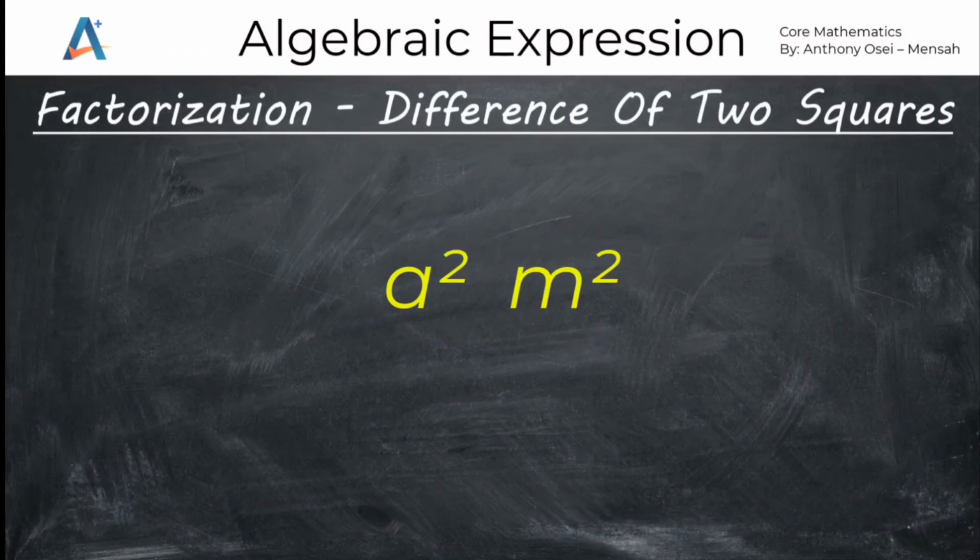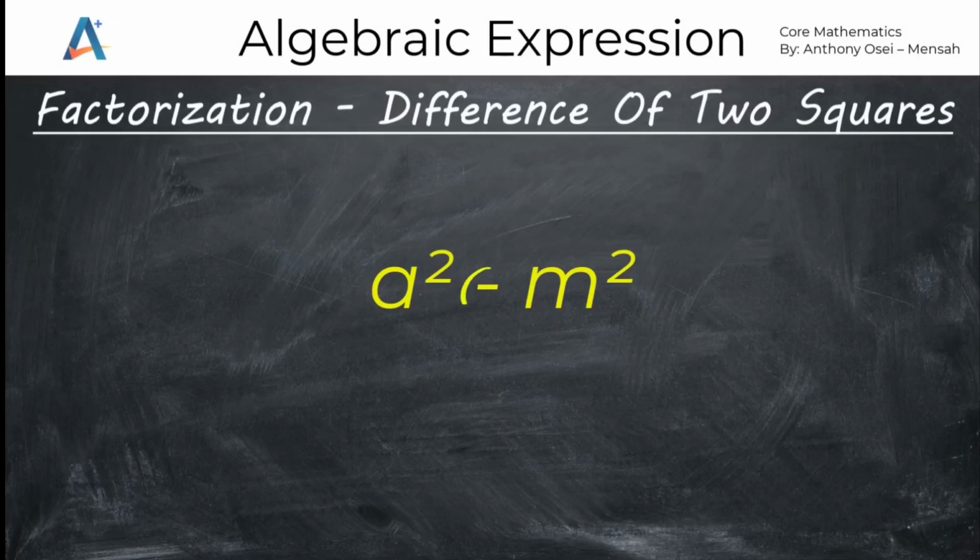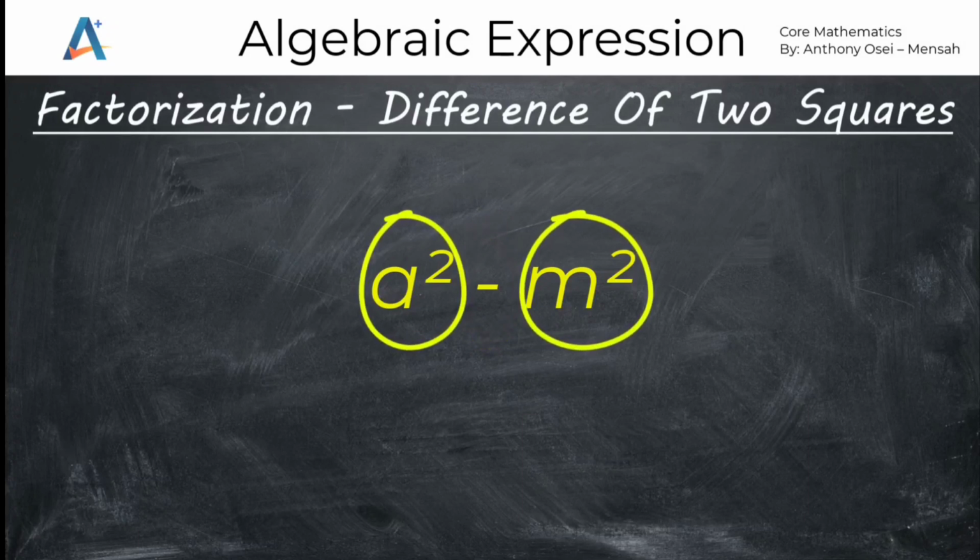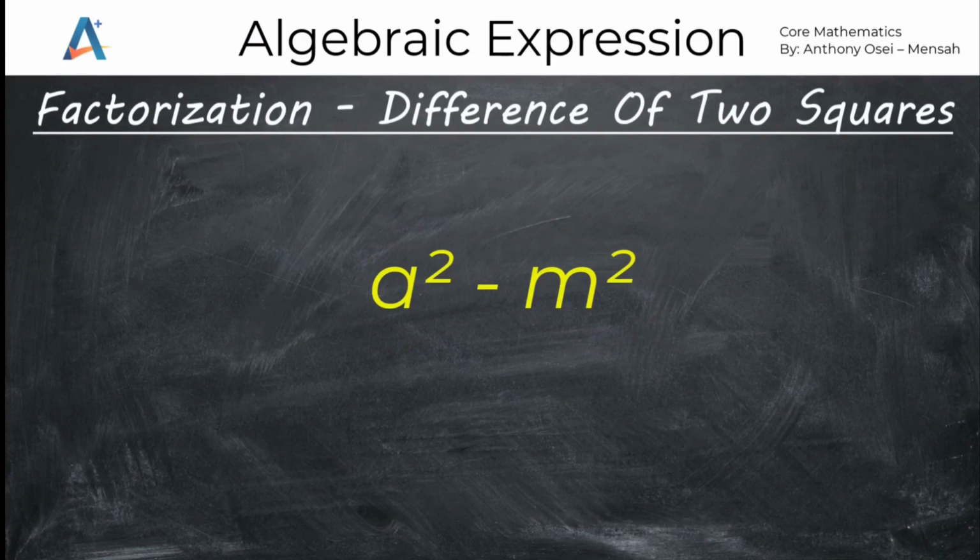So if you want to difference the two squares, it will be the subtraction of these two squares. So A squared minus M squared now qualifies to be difference of two squares. Why? There is a difference in the form of subtraction sign, and there are two squares, which are A squared and M squared. So generally, this is the appearance of difference of two squares in mathematics. Now that we have understood the general form of difference of two squares and how you can identify it, let us take a look at some extra examples.